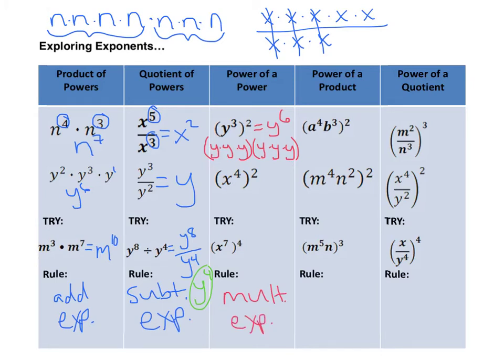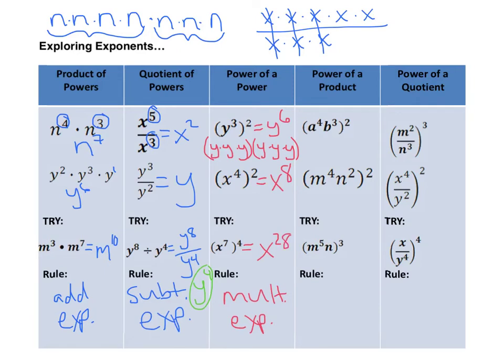So x to the fourth, all to the 2nd: 4 times 2 gives me 8, so I get x to the eighth. And why don't you try that last one? I get x to the 28th. 7 times 4 is 28.